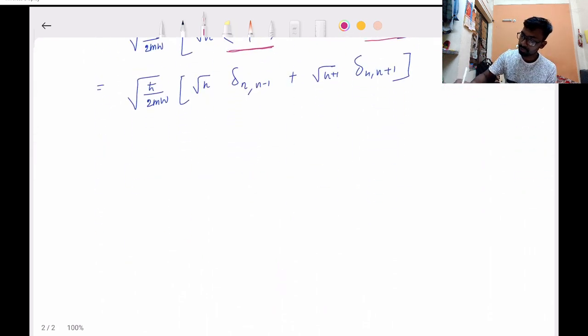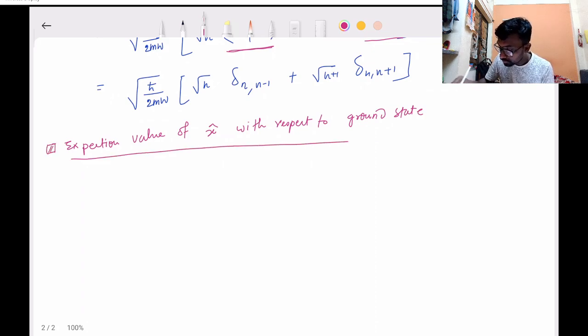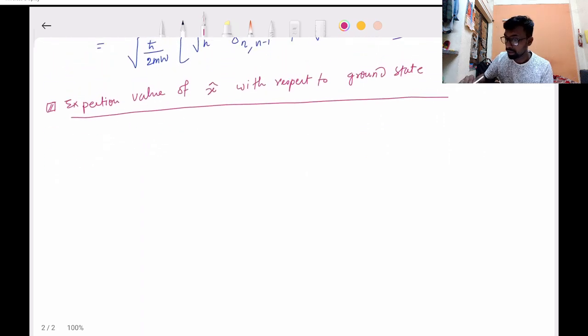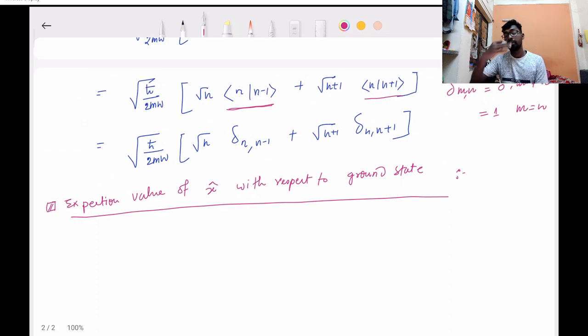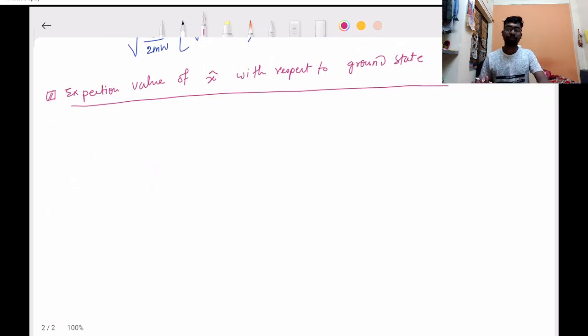Okay, so the expectation value of x cap with respect to the ground state, and what is the physical meaning of this? We are also trying to find out from these mathematical expressions what the physical meaning is, right? What is the physical meaning? We are trying to find that out as well.